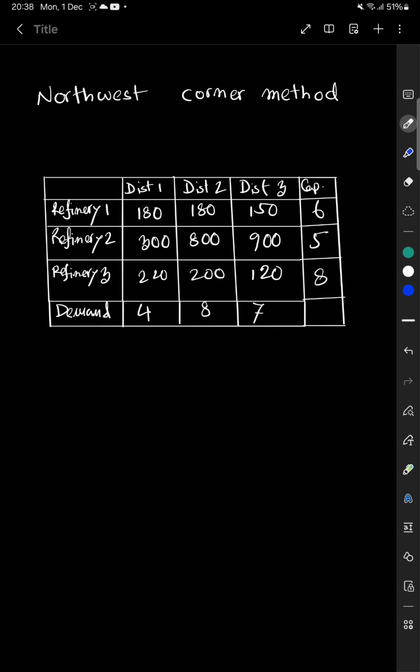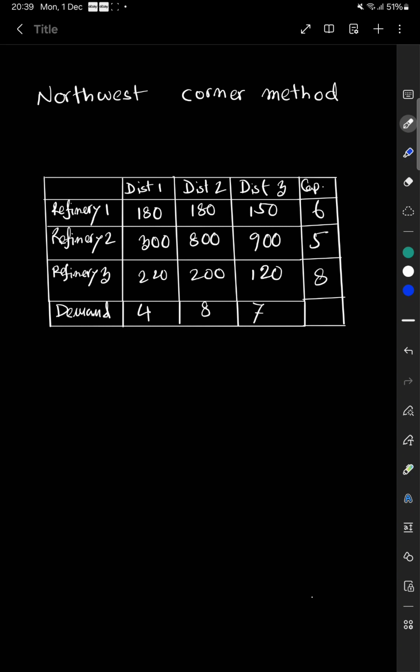And each refinery has a certain capacity. You see here at the right is given. Capacity is 6, actually this is millions of gallons. So 6 million gallons, 5 million gallons, and 8 million gallons. And there is demand given for each of the distribution centers. We have 4 million gallon demand from distribution 1, and distribution 2 wants 8 million gallons, and distribution 3 wants 7 million gallons.